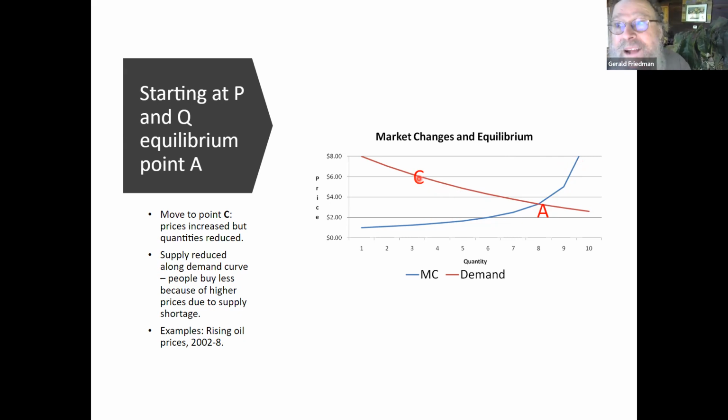Prices go up, and then how do people respond? They drive less. It's exactly what's going on in the United States and Europe. People are using less fossil fuels, less oil, less gas, because prices are higher.